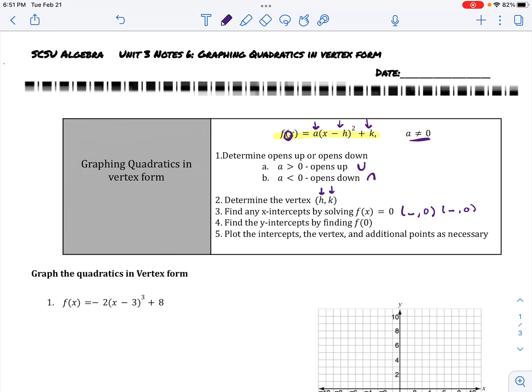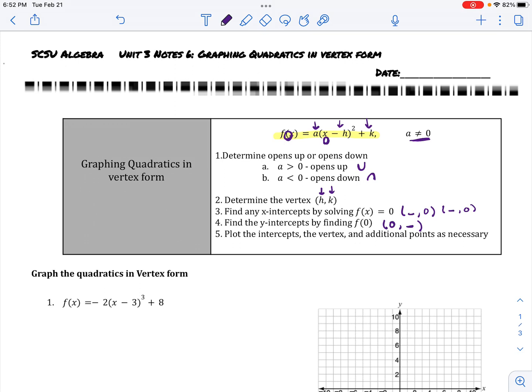And then you're going to go ahead and find the y-intercept. Okay, the y-intercept, remember, is when your x is 0. So that's where you're going to plug 0 in for your x value and basically solve for the f of x or the y. Okay, that's going to give you 0 for the x and some number for your y, which is going to help us find that y-intercept.